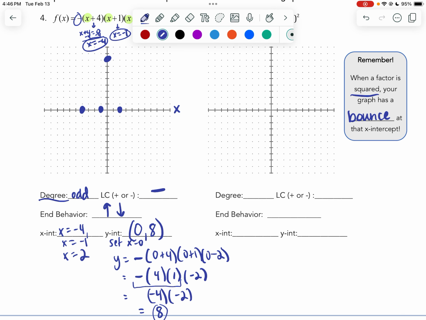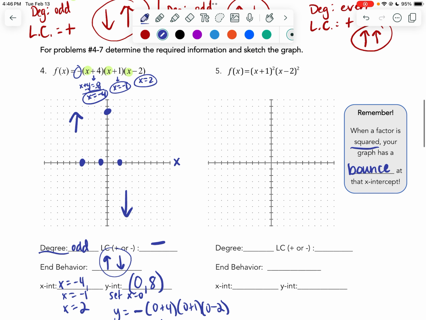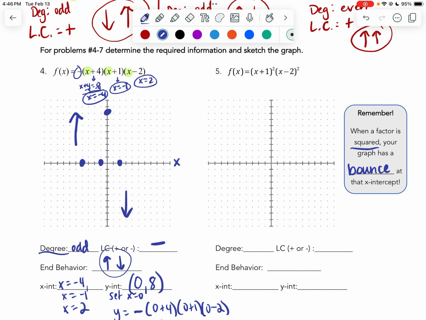Okay, then the last part is putting your arrows on here. So it says the left arrow should be going up and the right arrow should be going down. There's no bounces, nothing squared. So all of these are going to go right through these points. I'm kind of guessing where that first one turns, and then it should look something like that.